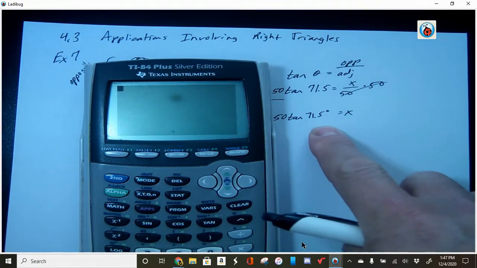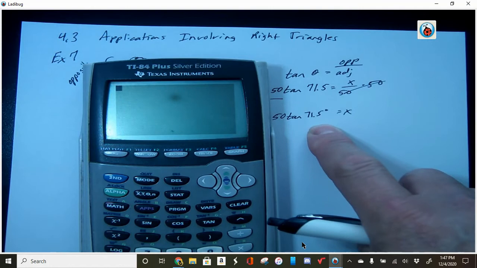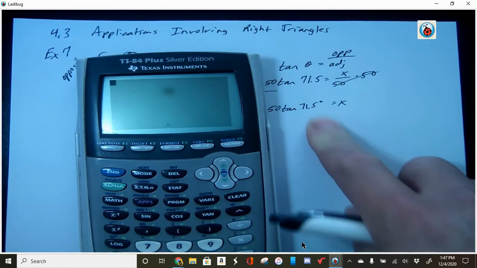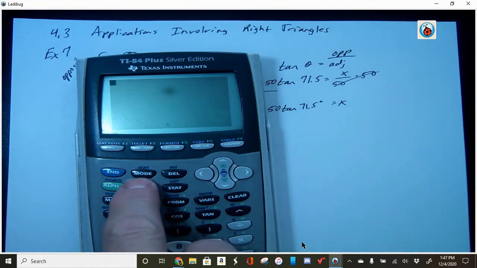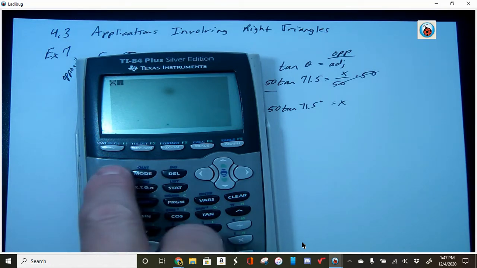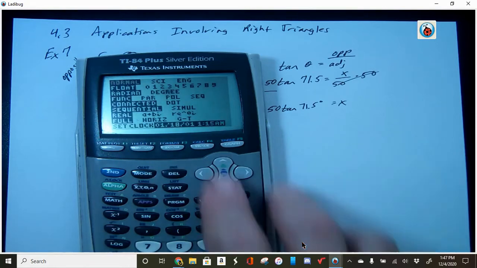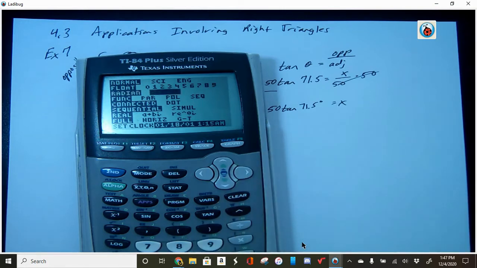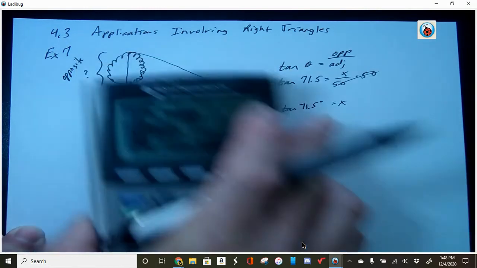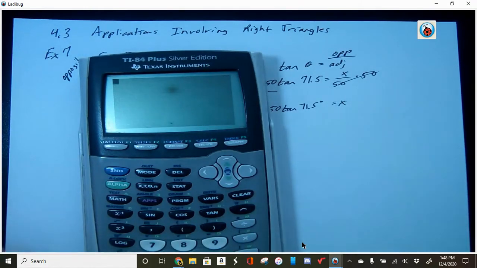Before I can type in 71.5 degrees into my calculator and find the tangent of it, I need to change my calculator setting from radians to degrees. I need to reset it so that it will accept a degree measure. To do that, I'm going to hit the mode button. There's the mode button. Two lines down, it's automatically set for radians, but I want to change it over to degrees. So I hit the right arrow button, highlight the word degree, and hit enter. Okay, so now it is ready to accept a degree measure. Let me quit out of that and go to my home screen.